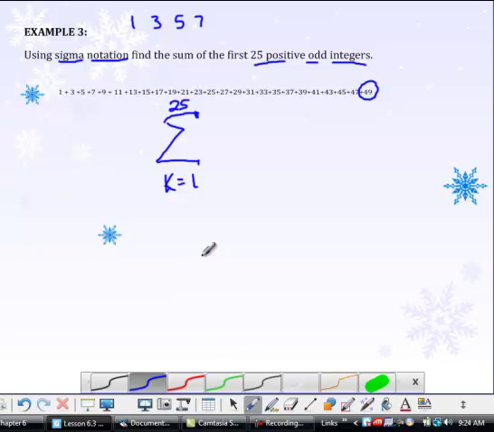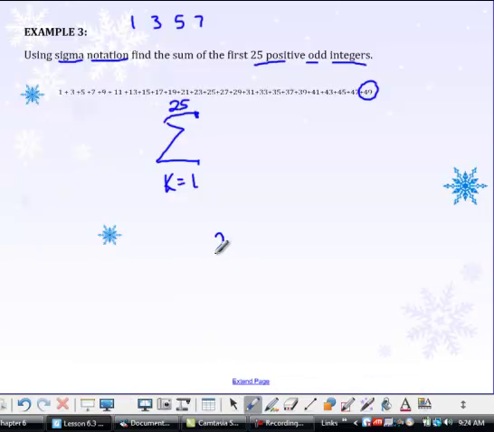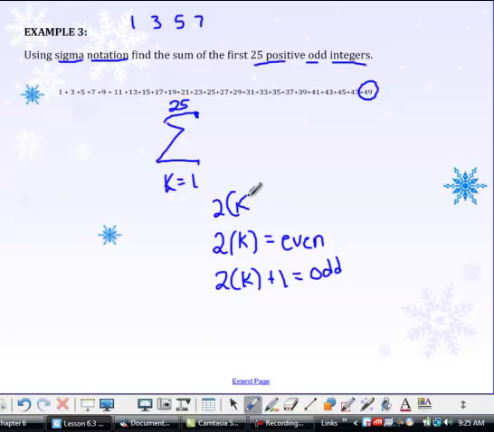But if you remember, if you double any number, it always makes it even. So how am I going to get an odd number? Well, if I double that number and add 1, I will get an odd number. If I double a number and subtract 1, I will get an odd number.